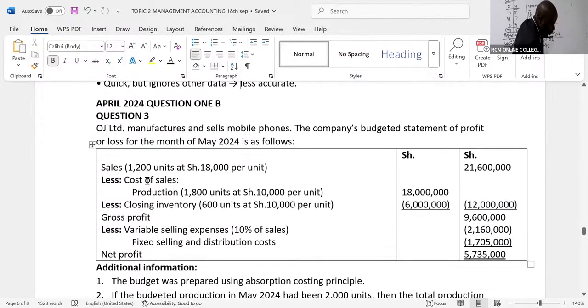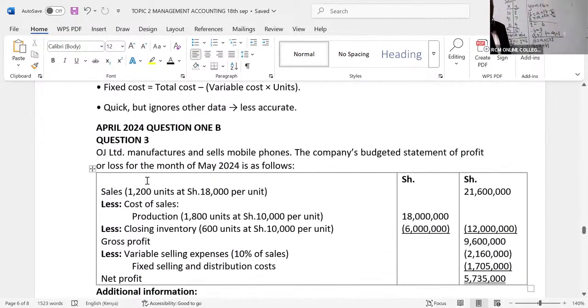So this is the question. April 2024, question number 1B.